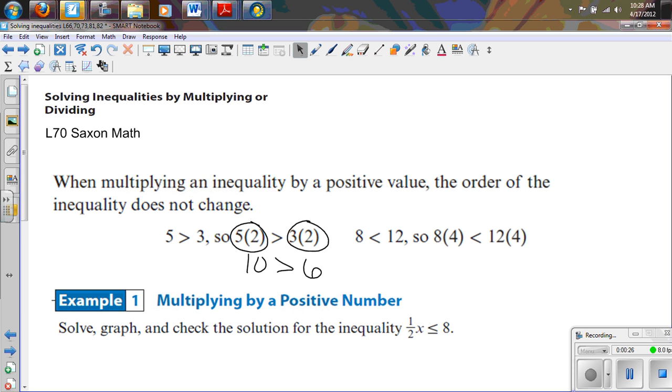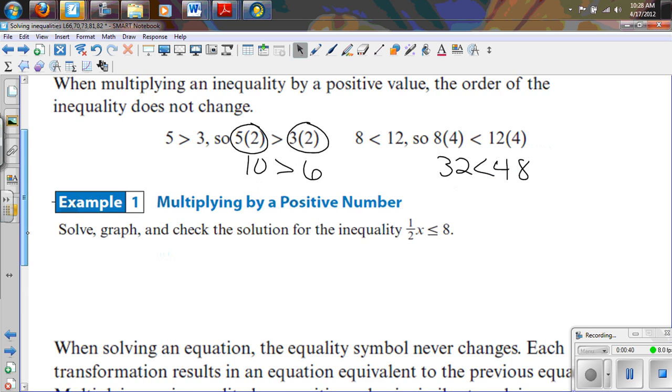Same as if we multiply 8 and 12 here by 4. 8 is less than 12, but 8 times 4 is 32, and 12 times 4 is 48, and 32 is still less than 48. So when we multiply by a positive number, nothing changes.